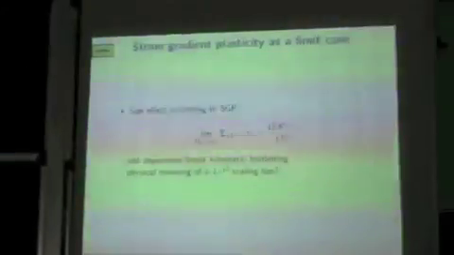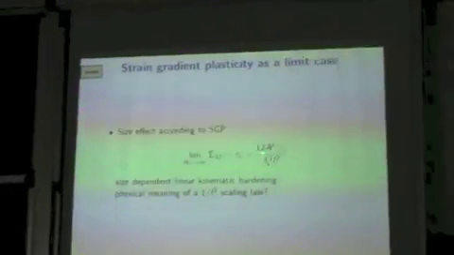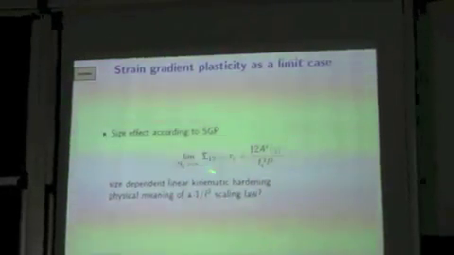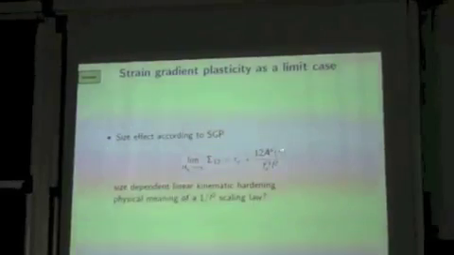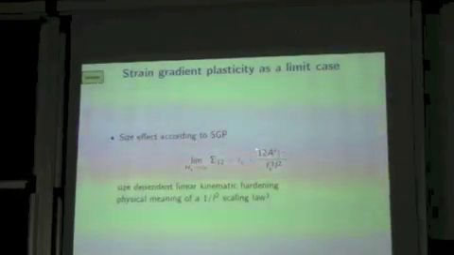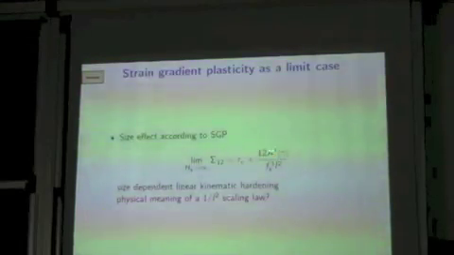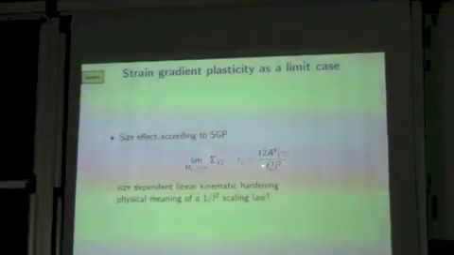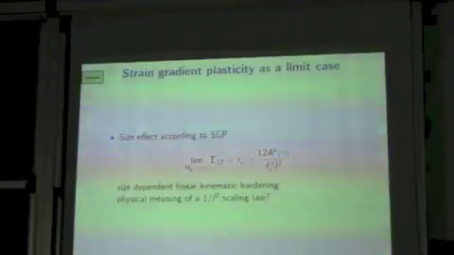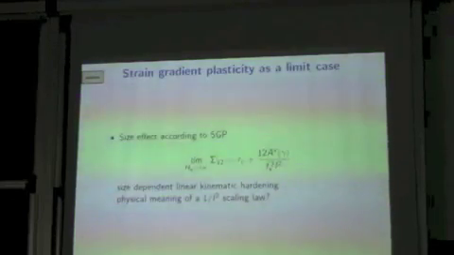You get a critical resolved shear stress, the classical value, and you have additional hardening. This is the mean shear stress. There is linear hardening, as seen on the curve before, but this modulus depends on the higher order parameter, on the volume fraction of the soft phase, but also on the size of the unit cell. And you see, it's related to the inverse of the square of the unit cell size.